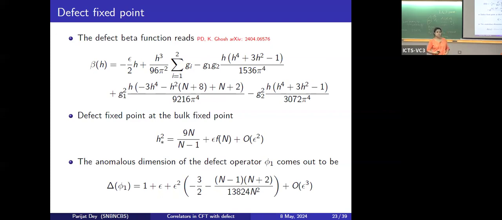Just to understand, we have put in the values of G1, G2 and the cubic fixed point, and then set beta of h equals 0 to find h star. Right. So we are assuming that G1 and G2 we know from the bulk, that is not altered by the presence of this defect.